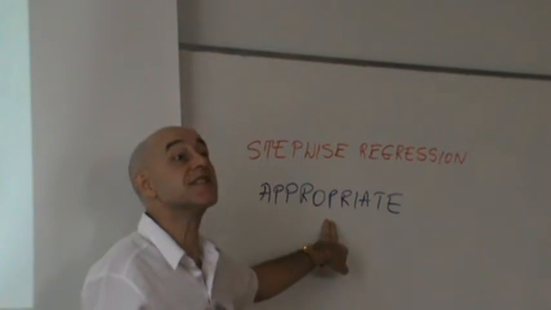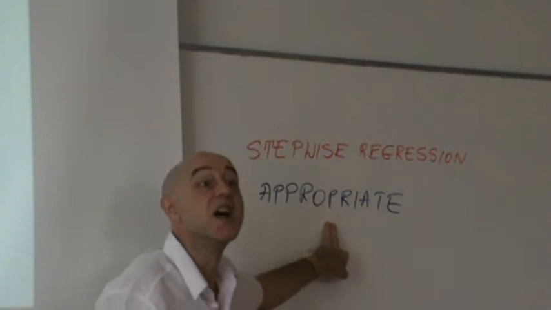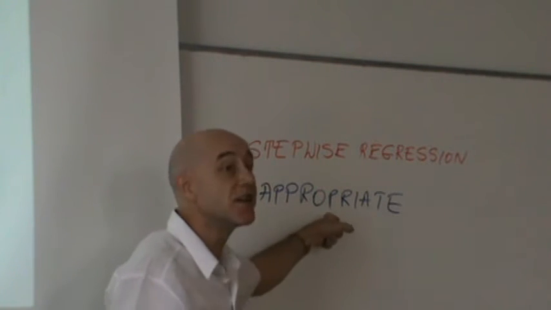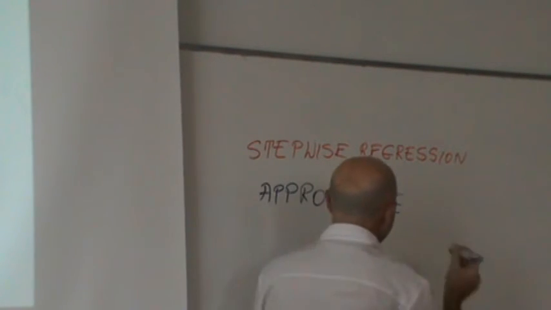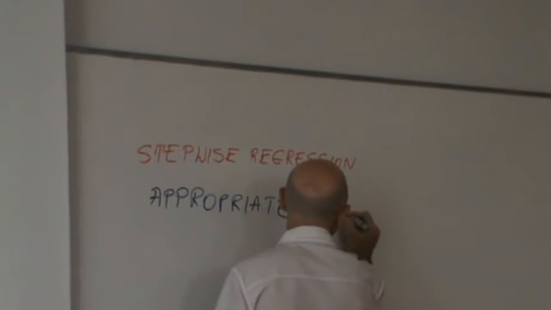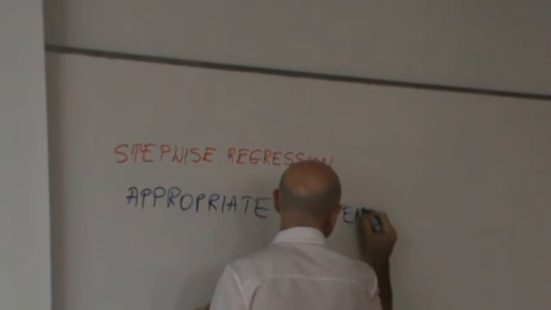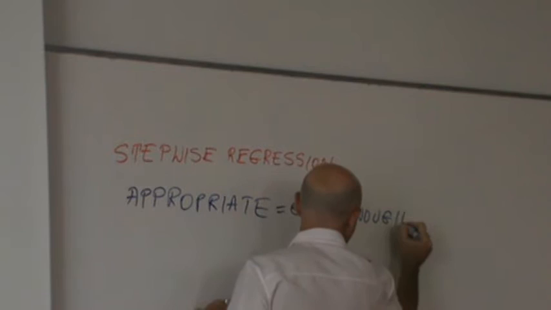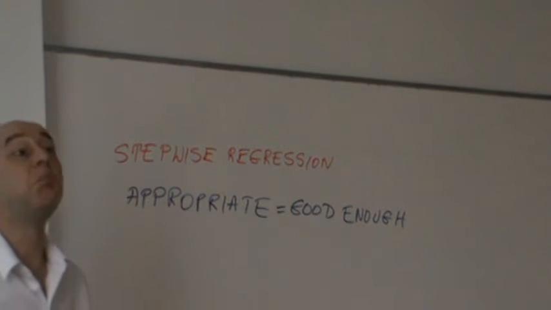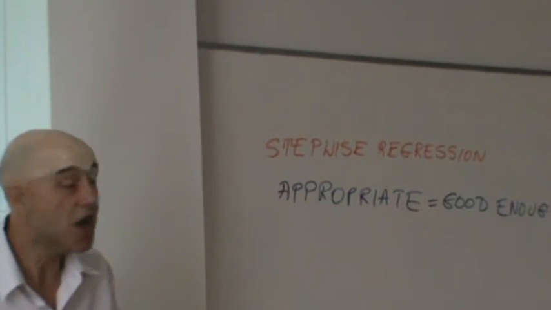You will not always know what's the best, okay? There's no such thing as best. There's no such thing as perfect. But you want to get an appropriate model. An appropriate model will be simply defined as just good enough. Again, you don't need perfect results always.